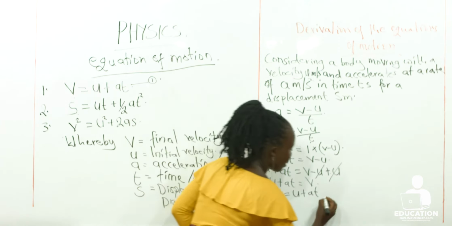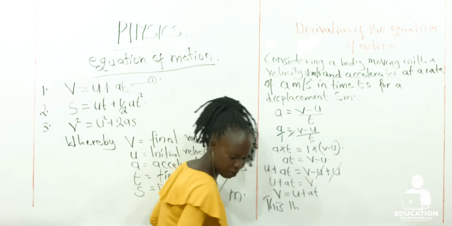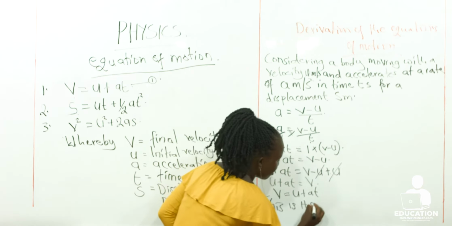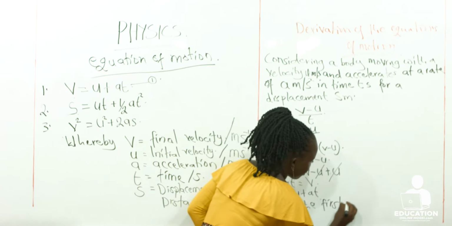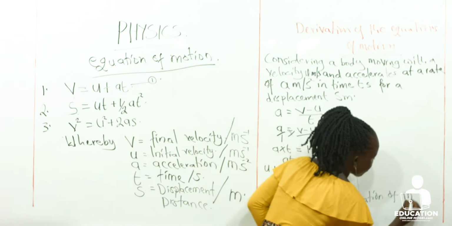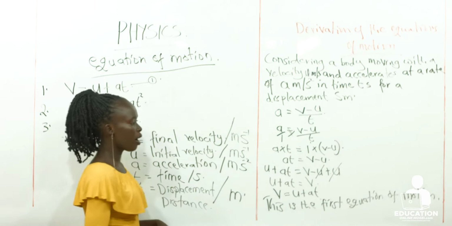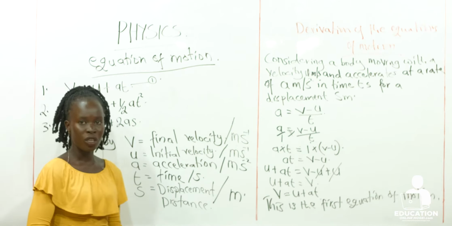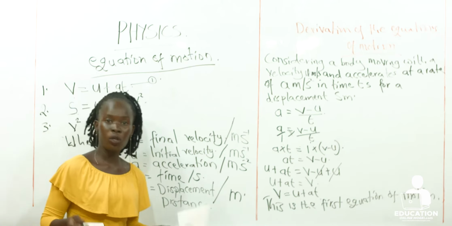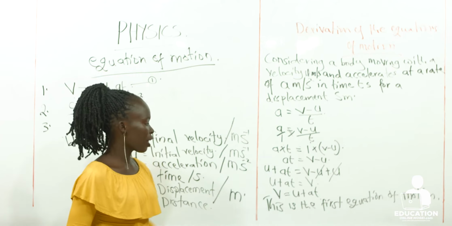So this is the first equation of motion. So this is how we come up with our first equation of motion. What we do is you have to know the definition of acceleration. When you interpret it in mathematical form, then you work it out. You will come up with that.